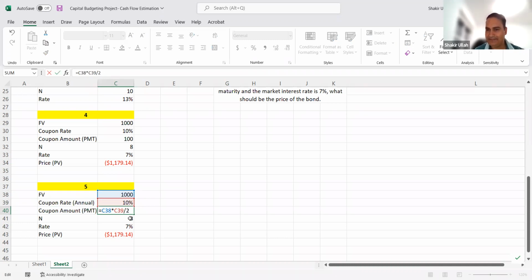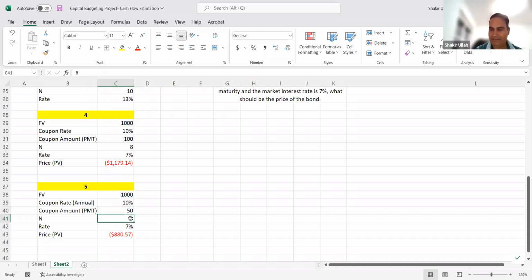Make sense? Yeah. And if we enter it, it will come out to be 50. Number of periods would be, as you said, 16, because now we'll be receiving 16 payments instead of 8 payments. What will be the interest rate that we use? Which should be half of that. Exactly. So that should be equal to 3.5%.